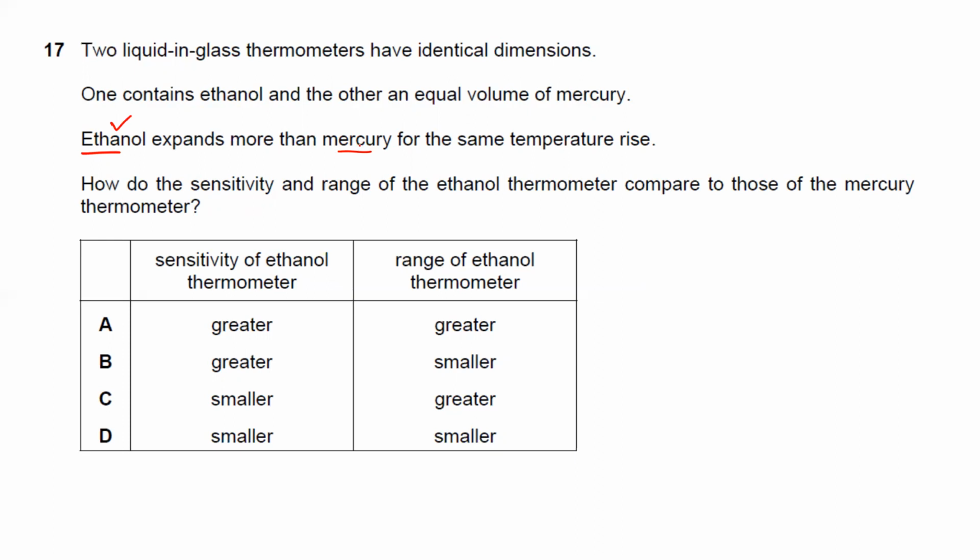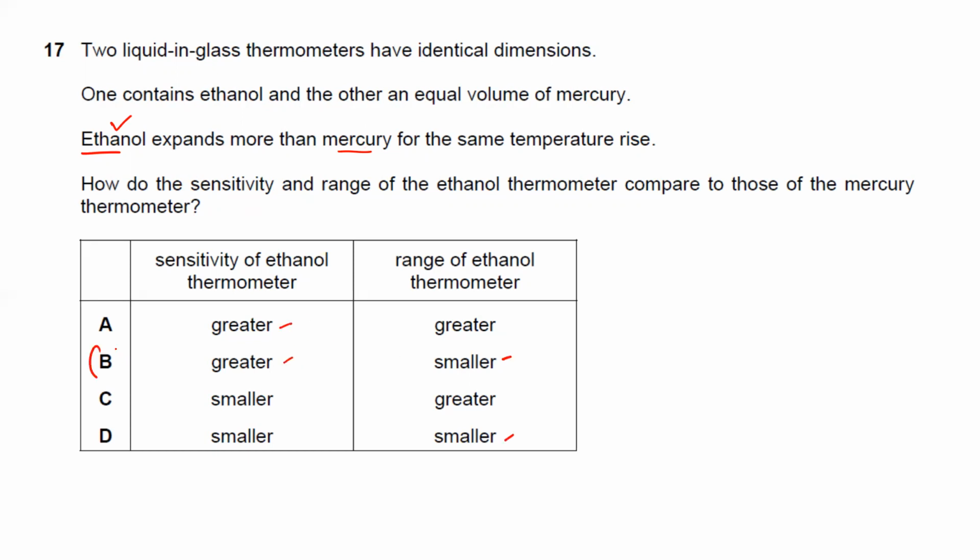On the range side, mercury will give you a better range, or more range, compared to ethanol. If a thermometer is 10 centimeters long, ethanol expands more quickly than mercury for the same degree rise in temperature. So ethanol will rise to 10 centimeters for a lower temperature, whereas mercury will rise to 10 centimeters for larger temperatures. Overall, the range for the ethanol thermometer will be smaller, and sensitivity will be greater.